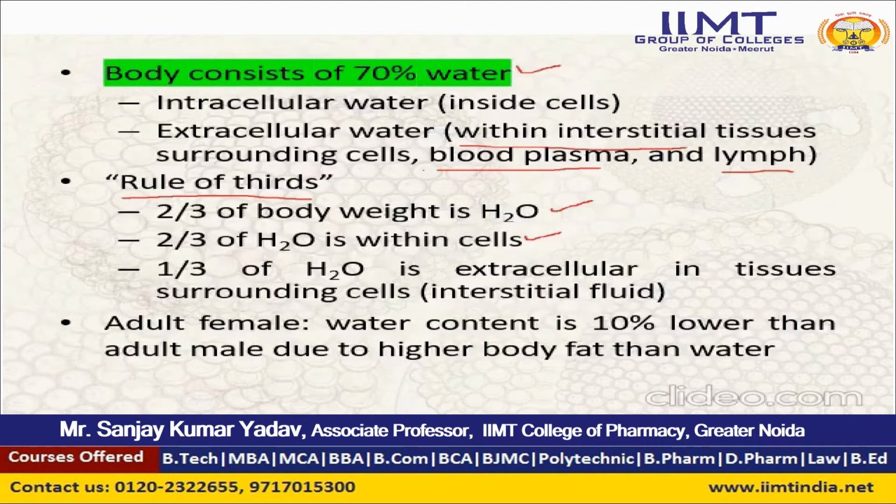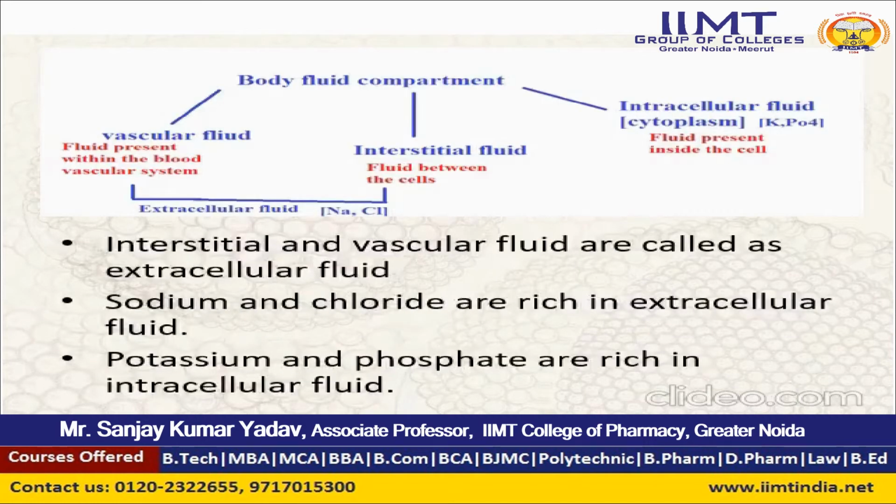Likewise, in an adult female, water is 10% lower than in a male, due to higher fat in females compared to males. Since they are likely to have more fat, they have 10% lower water than males. Likewise, with the flow chart you can better understand the body fluid compartments.